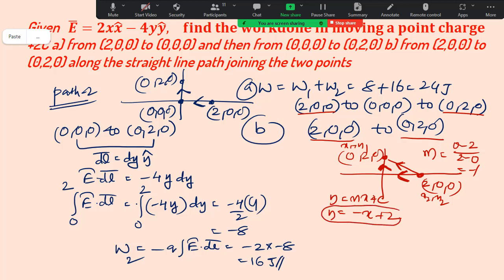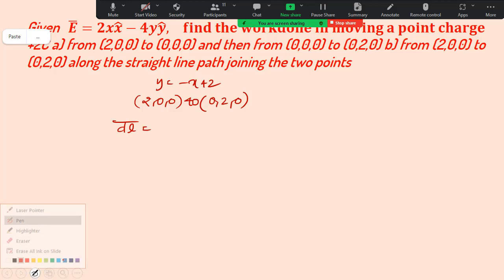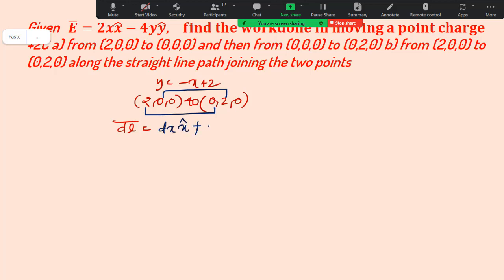Okay, then what we can do now, we can start calculating the work. So we got y is equal to minus x plus 2, and our starting point is (2,0,0), ending point is (0,2,0). Okay, now our job is to get dl bar at first. To get dl bar, if you observe carefully, x is changing, y is also changing. So in this path, both coordinates are changing, x and y. So dl bar will be given by dx x cap and dy y cap. Both are required. Okay, then calculate E bar dot dl bar.